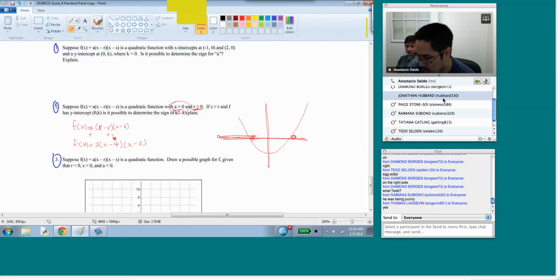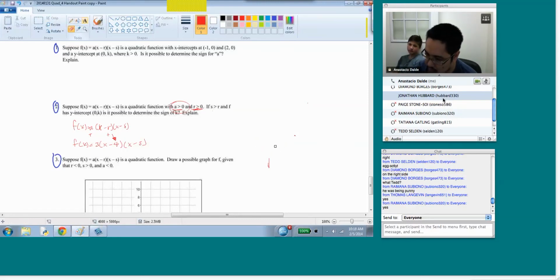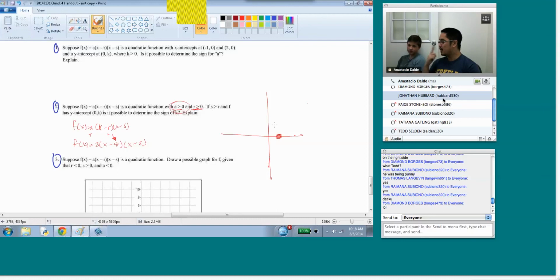Let's erase this. She's saying that it's going to open up. Okay, pencil now. She's saying that r is going to be on the right-hand side. Are we cool? And this parabola is going to open up. What is s? What do we know about s? Do you think s is going to be negative or positive?